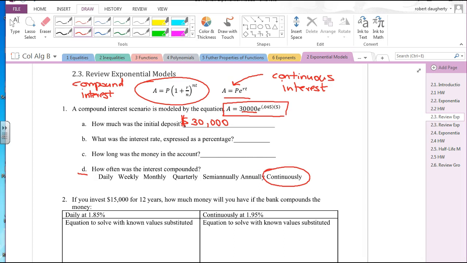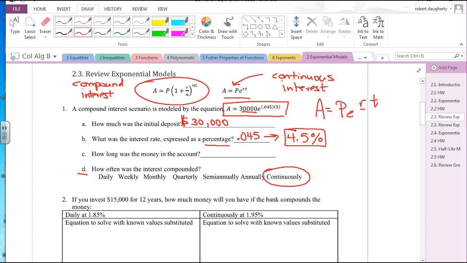What is the interest rate? So if you look at our formula, it's A equals P e to the RT. So that interest rate, if I look at what I'm given, I see the 0.045. So 0.045, but they asked me as a percentage. So that is 4.5%. So that is my answer.